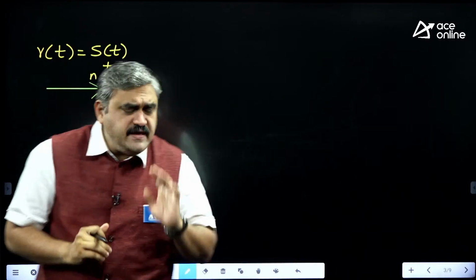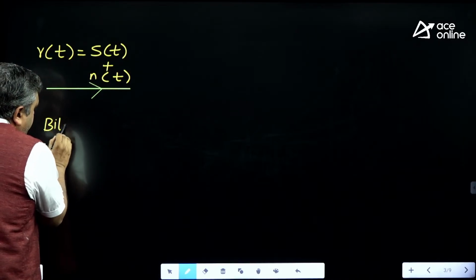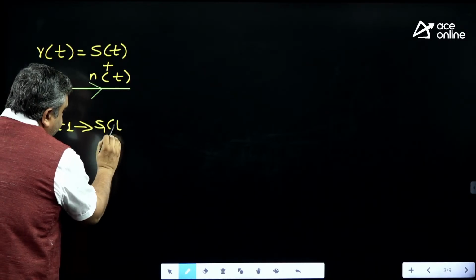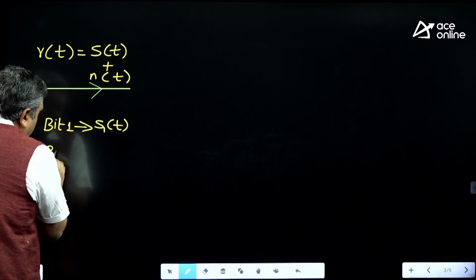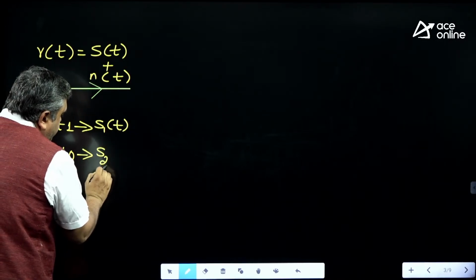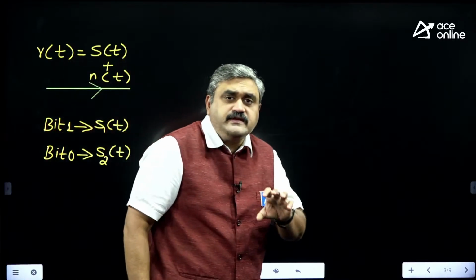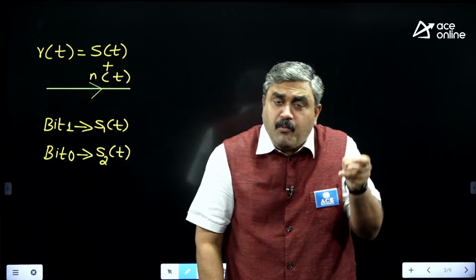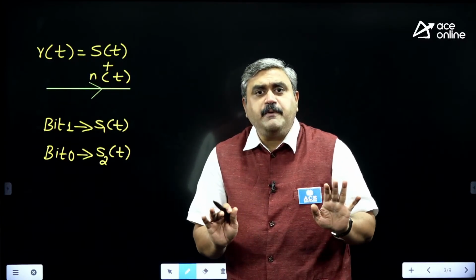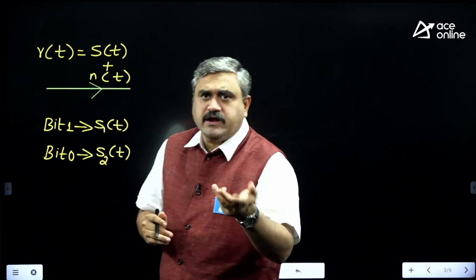Now, for easier understanding, your bit 1, whatever the modulation scheme might be, is represented as S1 of t, and the bit 0 is represented by S2 of t. It's a standard notation followed in many textbooks. So this is the representation of my modulated signal coming at the input of the receiver, independent of the type of modulation scheme. It can be any scheme, okay? ASK, PSK, FSK, whatever it might be.